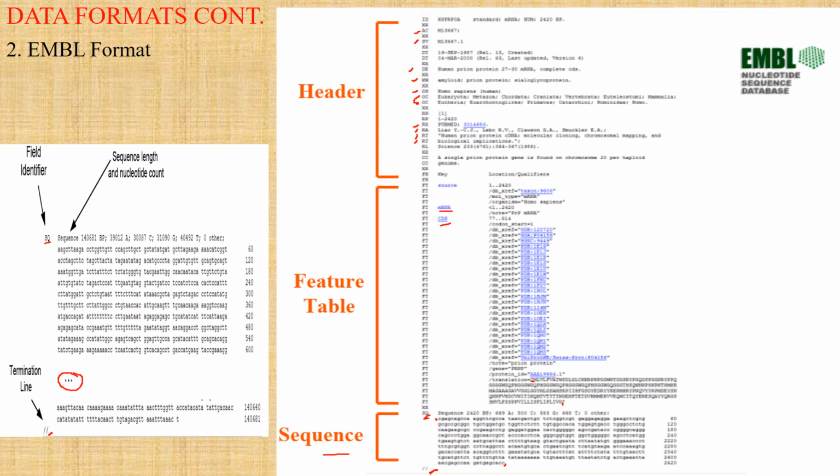So if you want all the nucleotides that live from 600 to 140,640, you click or double click on those three dots and they will give you all of the nucleotides.